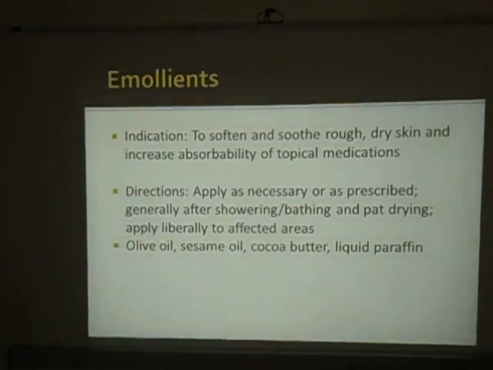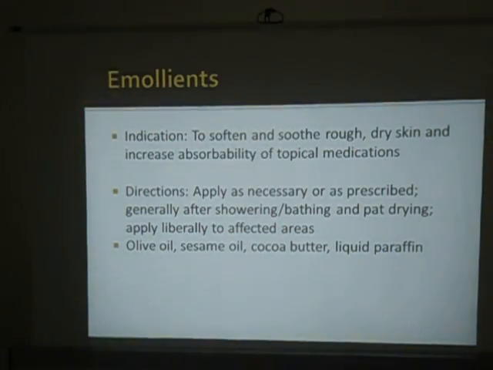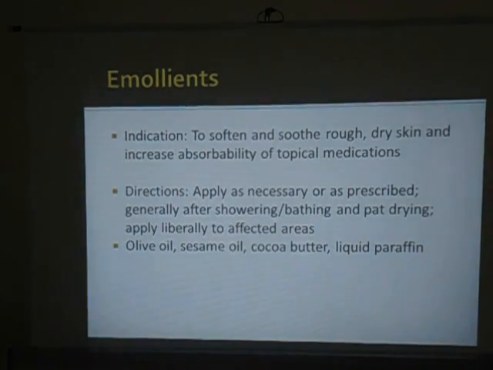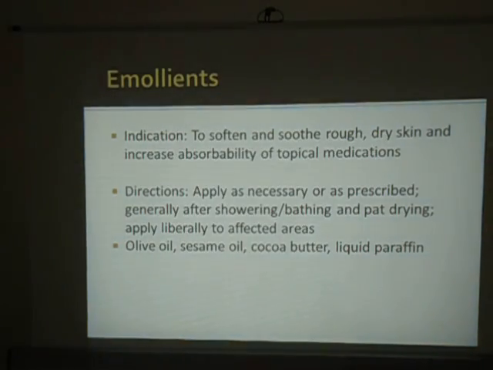Emollients. You can see here liquid paraffin, olive oil, sesame oil, cocoa butter. Have you used olive oil? It is costlier in the market. They use it for children, as it softens and soothes the skin. So, olive oil and liquid paraffin.